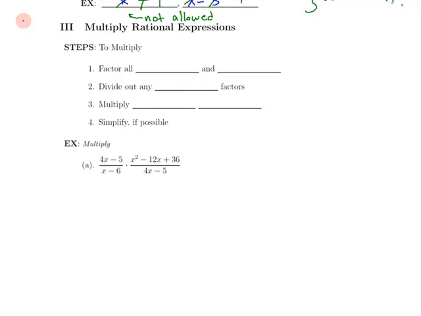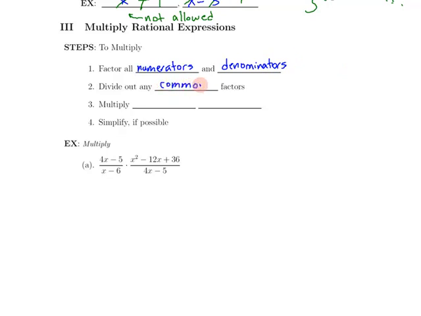It turns out that multiplying is exactly the same thing as simplifying. So all you're going to do is basically the same steps. You're going to factor all the numerators, just like you did in the previous examples. You're going to factor all the denominators. Once you've done that, you divide out any common factors.